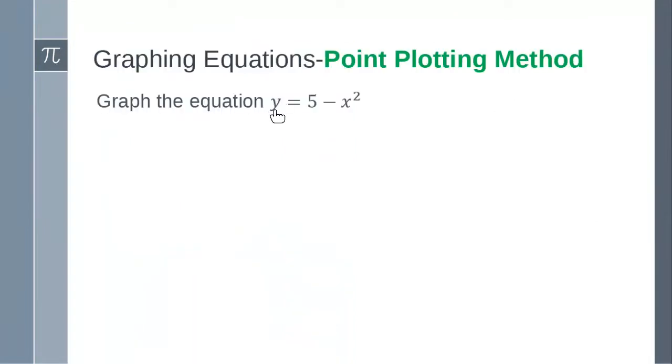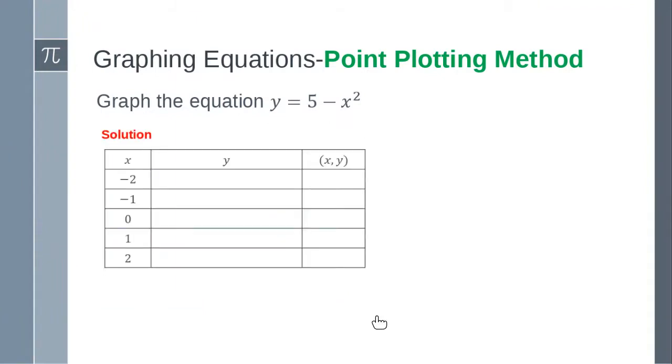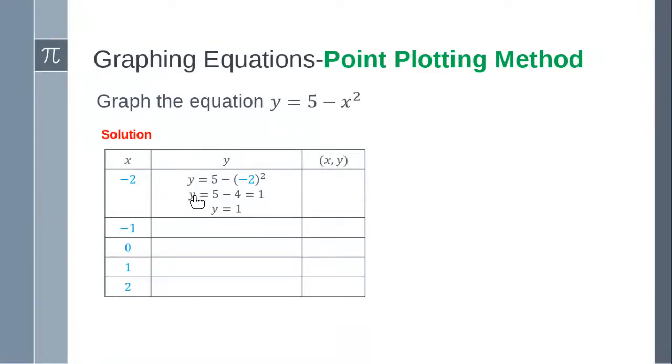So here we have y equals 5 minus x squared. So I'm going to do the same thing. I'm going to pick some points for x. Notice that I chose the same points. And now I'm going to plug in my x, -2, for x. So y is equal to 5 minus -2 squared. -2 squared is +4, but then we have the negative here, so we end up with 5 minus 4 is equal to 1. So my point is -2 and 1.